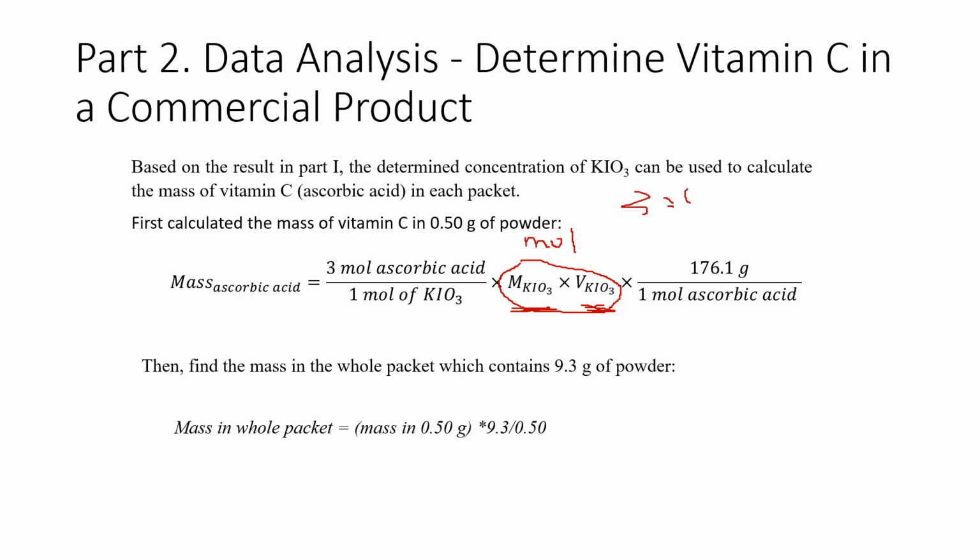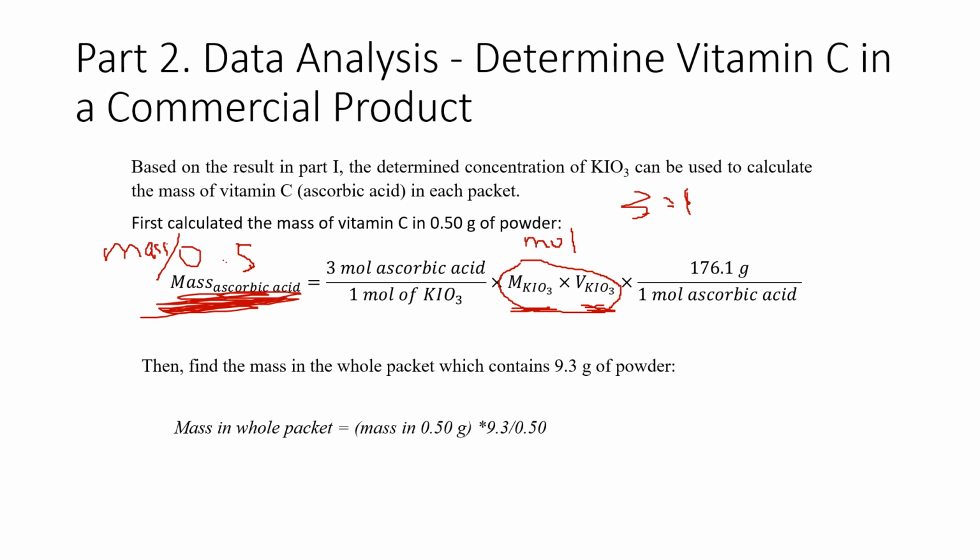So I get the moles of potassium iodate, and I multiply this number by 3 to get the moles of ascorbic acid consumed. So that's the number of moles of ascorbic acid. And to convert it into mass, I multiply its molar mass, which is 176.1 gram per mole. So now using this equation, the mass is the mass of ascorbic acid in 0.5 gram. This is the mass per 0.5 gram of this powder.